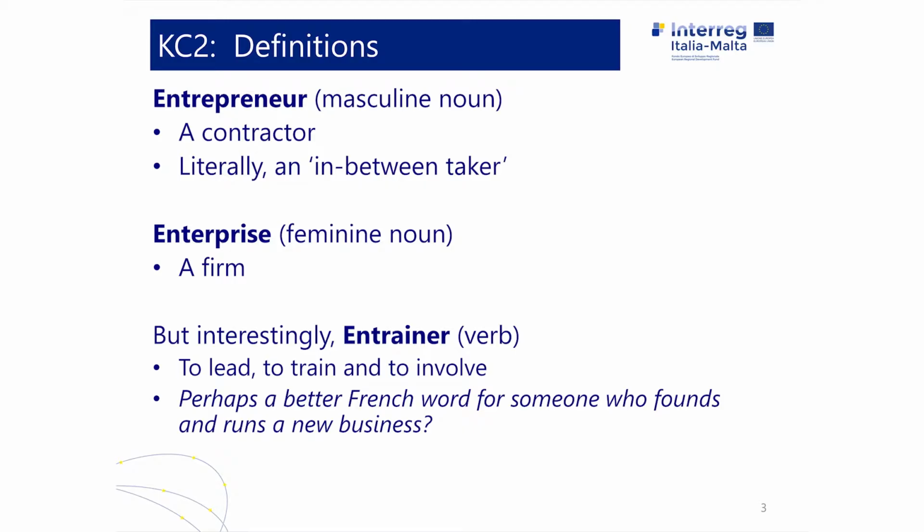Entrepreneur. From the French, this means a contractor in general usage in France, but literally it means an in-between taker, entrepreneur. So not actually what many people think of as an entrepreneur. An enterprise, also French, meaning a firm. Interestingly, entraîner, the verb, means to lead, to train, and to involve. And that may be a better French word for someone who founds and runs a new business.